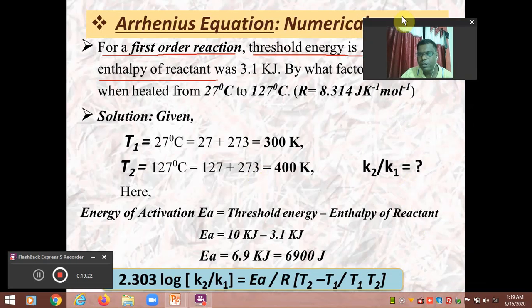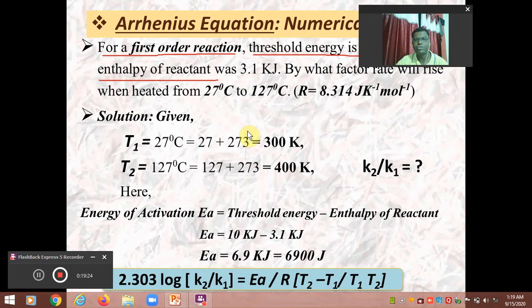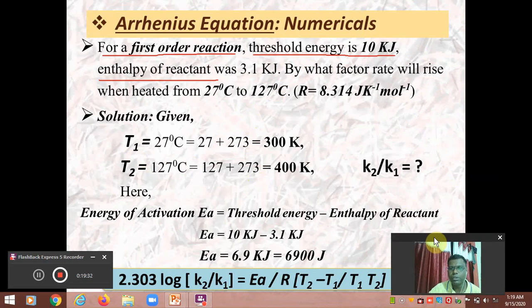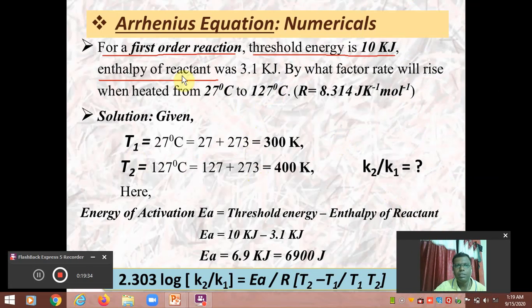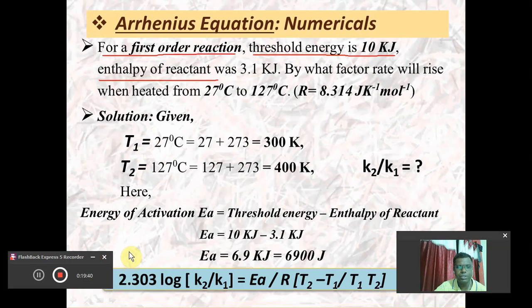Dear friends, I already told you the actual value of energy of activation is not given, and instead of this, the threshold energy and the enthalpy of reactant are provided here. Actually it is very simple. The two temperatures are given here. One is the initial temperature T1, 27 degrees Celsius, with corresponding rate constant K1, and another one is the higher temperature, 400 Kelvin, with rate constant K2, and we have to calculate the relationship between these two, K2 upon K1.